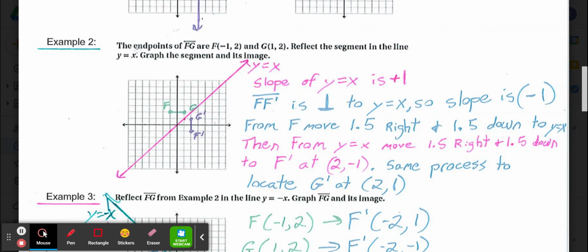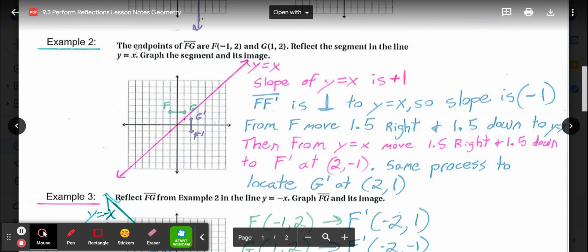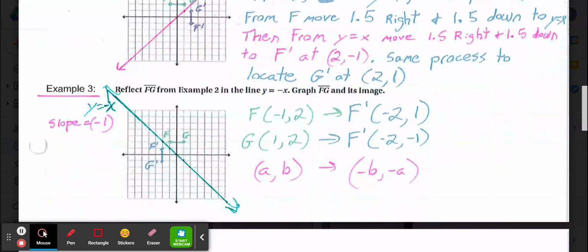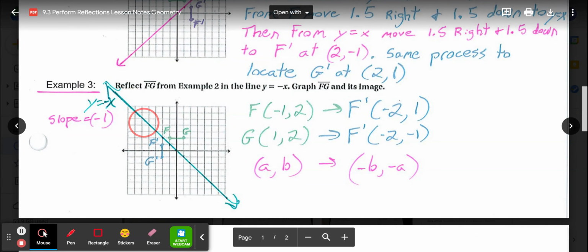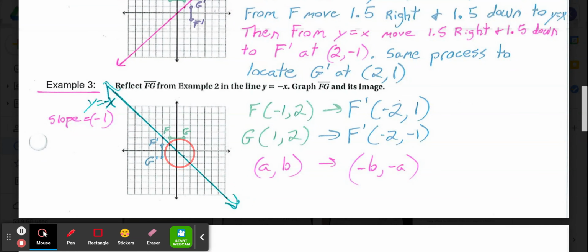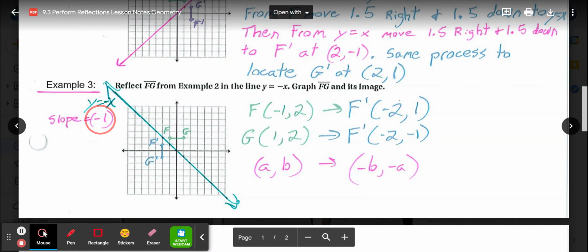And later we will see a rule for these examples. So example 3 wants us to go through that same process with FG, but now we're reflecting it over the line y equals negative x. So the line y equals the opposite of x, right here, passing through (0, 0) with a slope of negative 1, so down 1, right 1, means, obviously, like I just said, the slope's negative 1. So the slope of my reflection lines would have to be a positive 1.